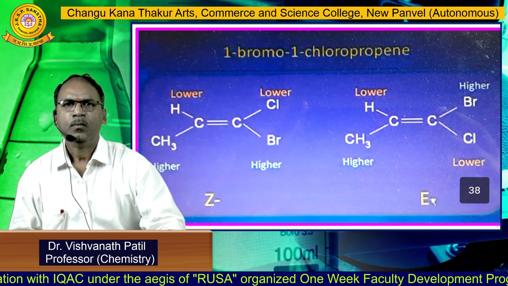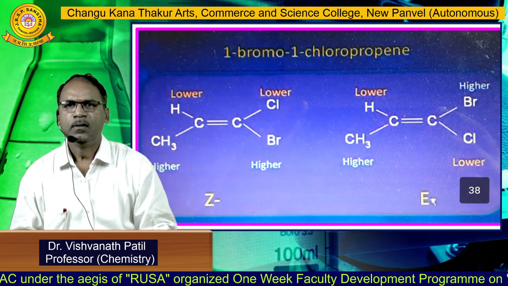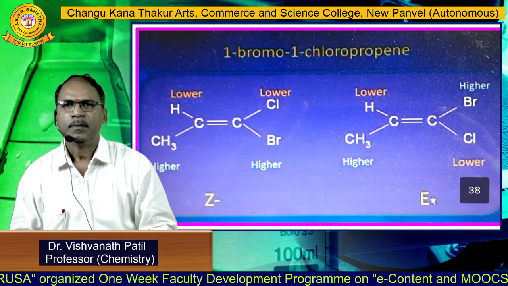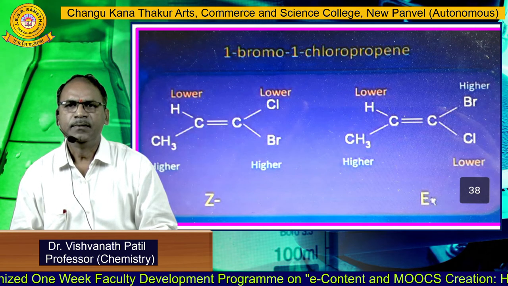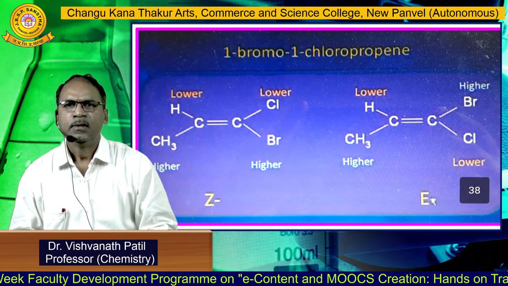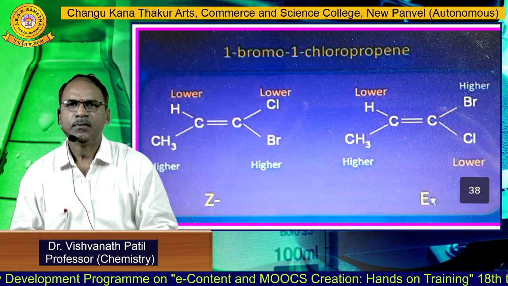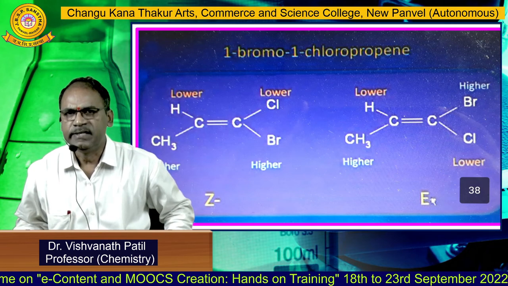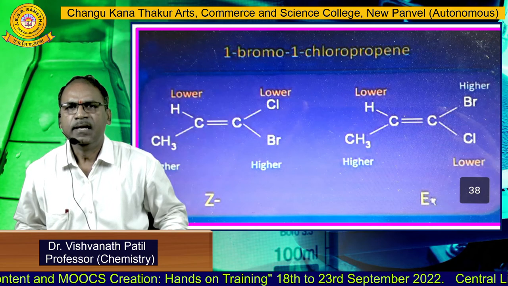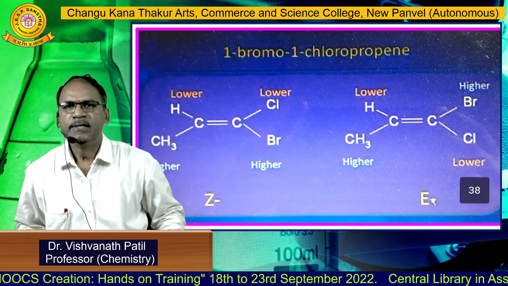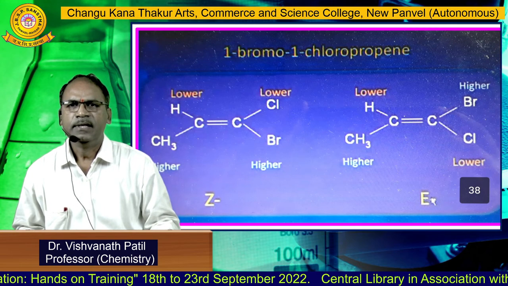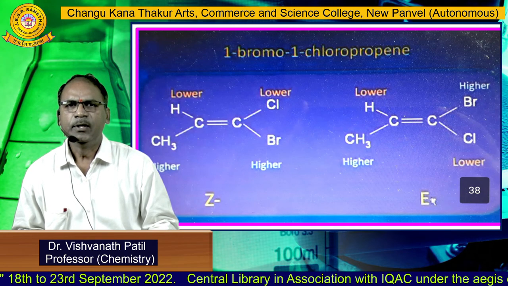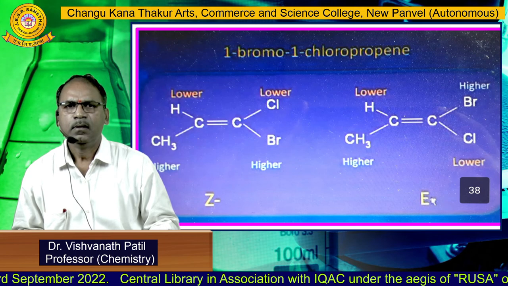Take 1-bromo-1-chloropropane. In this case, the atomic mass of hydrogen is 1, while the methyl group has carbon 12 and hydrogen 1. So in this case, the methyl group has higher priority. Comparing H and CH3 shows CH3 has higher priority, while between Cl and Br, chlorine has lower priority. Hence, it is the Z isomer when the higher priority groups are on the same side, and the E isomer when they are on opposite sides.